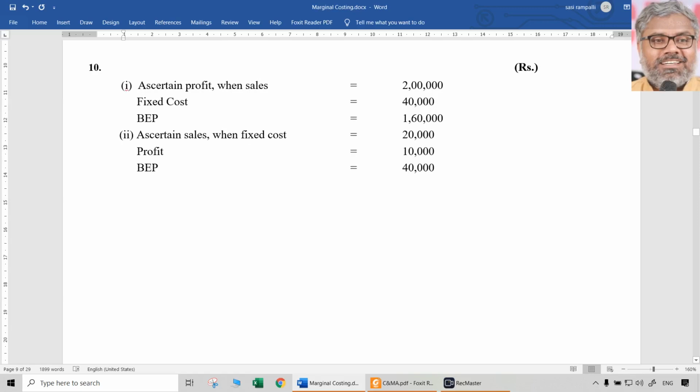Now moving on to question number 10. Just once again a small bit type question. Ascertain the profit when sales are 2 lakhs, fixed cost is 40,000 and break-even point is 1 lakh 60,000. So first of all, break-even point formula we should know, right? Break-even point formula, what is that? Fixed cost by PV ratio. That is how much? 1 lakh 60,000.